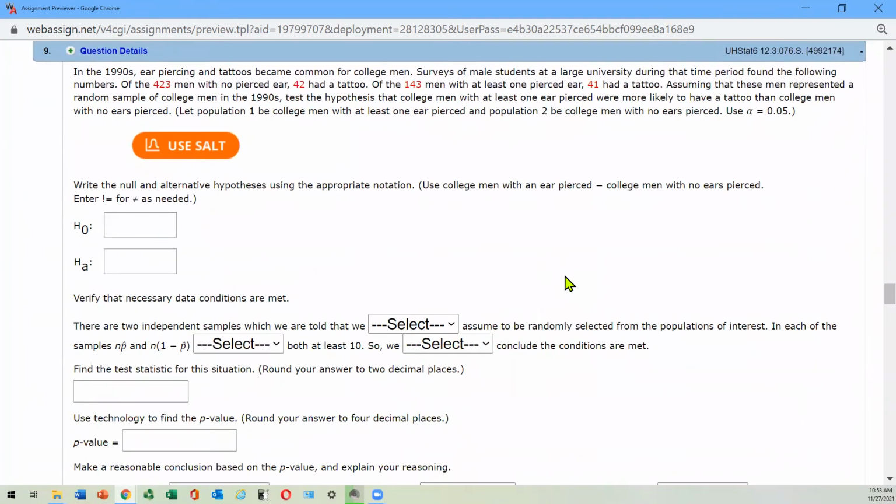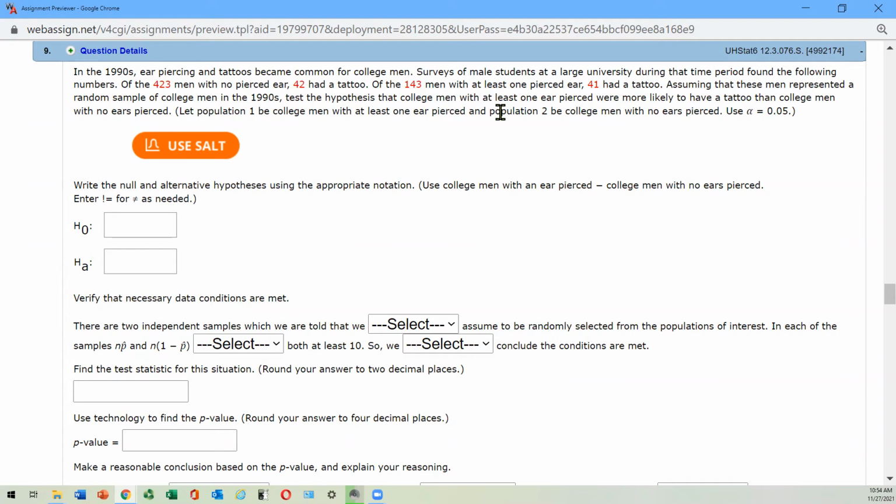So here's our next story. In the 1990s, ear piercing and tattoos became common among college students, in particular college men. Surveys of male students at a large university during that time period found, of 423 men with no pierced ears, 42 had a tattoo.